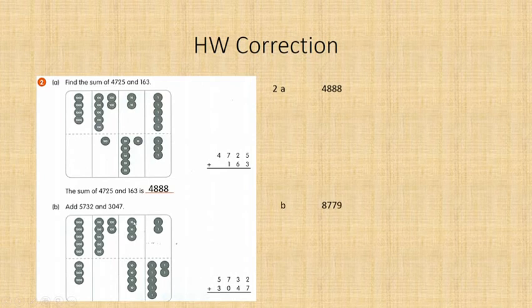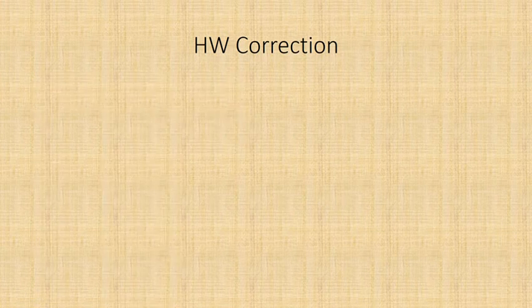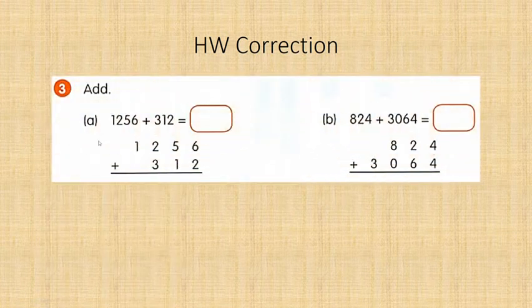Or to count the abacus here, in the thousands is going to be 8, and in the hundreds is going to be 7, in the tens it's going to be 7, in the units or ones it's going to be 9. So it's going to lead you to the same answer at the end. Okay, let's go to question 3. Add 1,256 plus 312.